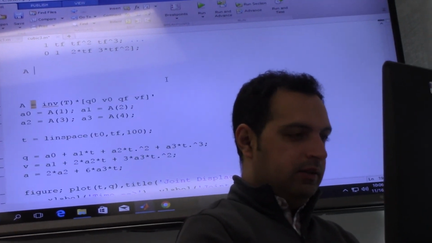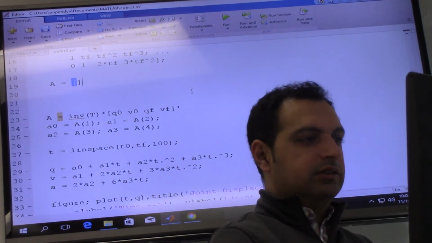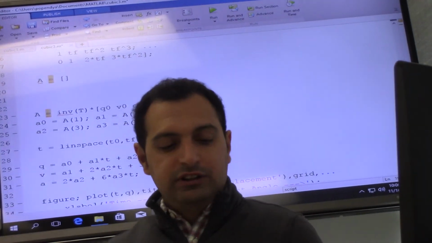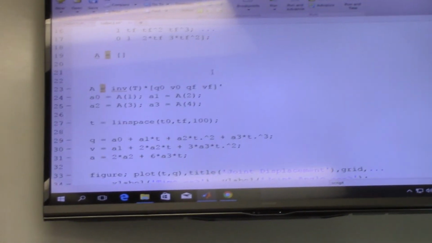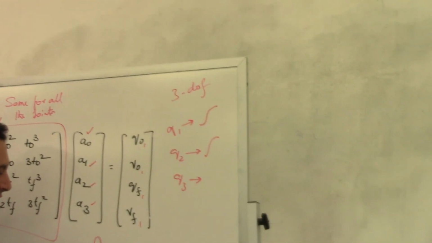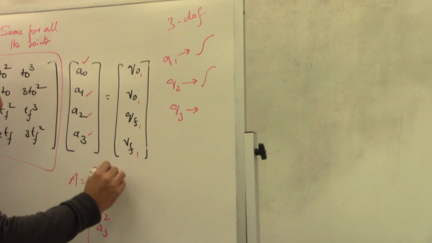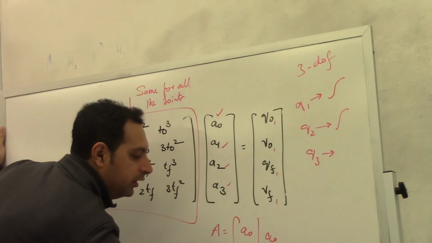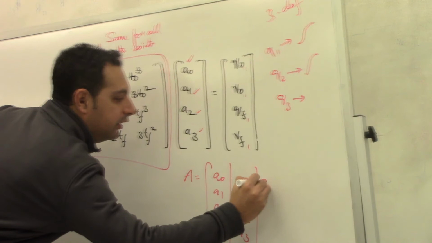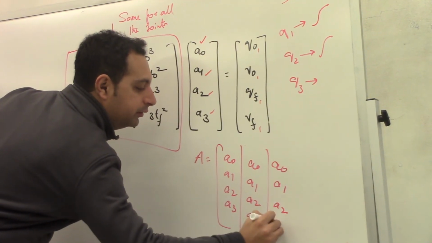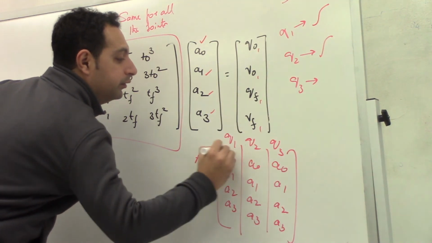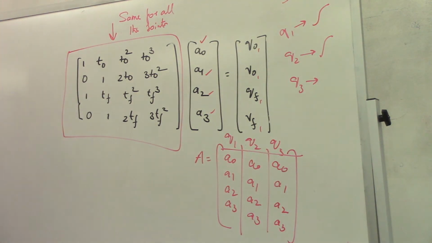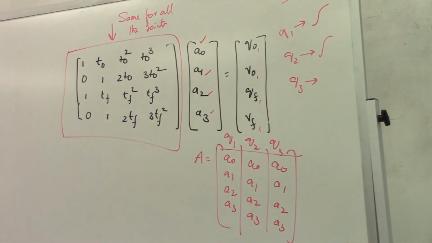I'm going to say A is equal to like this. I'm going to create a coefficient matrix like this. The coefficient matrix will be A0, A1, A2, A3 for the first joint, A0, A1, A2, A3 for the second joint, and A0, A1, A2, A3 for the third joint. This is for Q1, Q2, Q3. So we'll simultaneously put all of them together here.